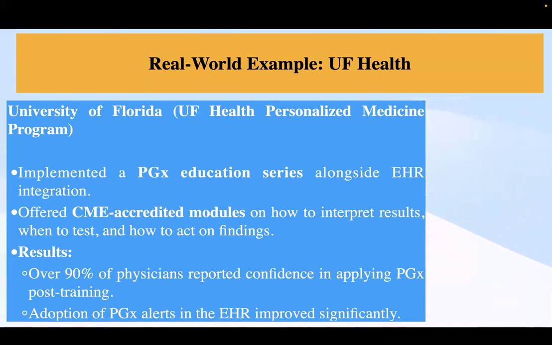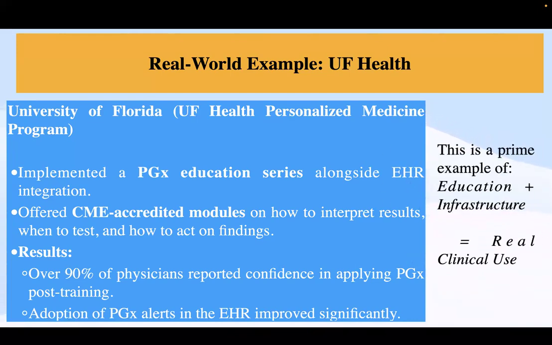Imagine you are solving every aspect of integration, and you are further integrating genetic data in the electronic health record, and everything is smooth. The electronic health record is giving you signals and alerts. But what if your staff does not have enough knowledge of what to do next, how to act on the findings? The CME should be there, the program should be there, the education should be there. This is a prime example of the importance of education plus infrastructure, and then you can go for the real clinical use of pharmacogenomics.